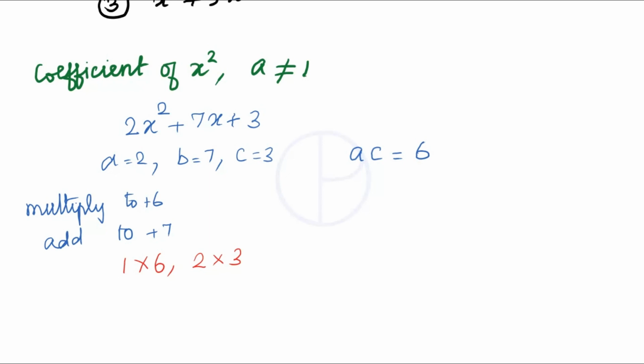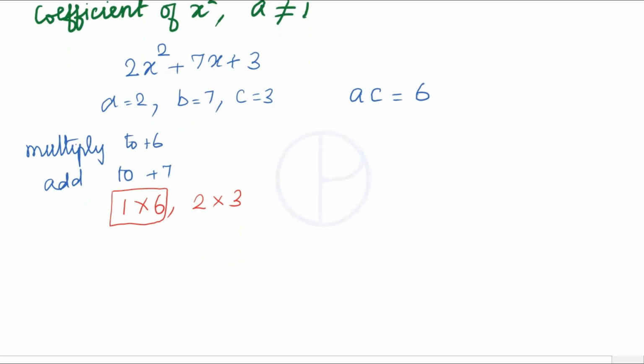Let's solve this by grouping. So for that, first we need to split the middle term as 1 and 6. So this term 2x square 7x can be written as 6x plus x plus 3.